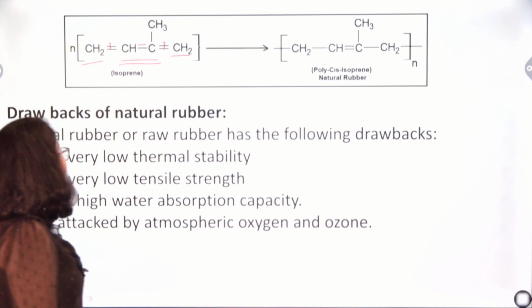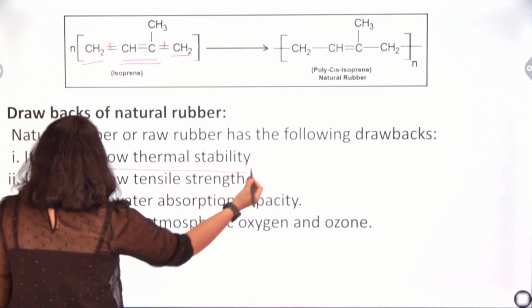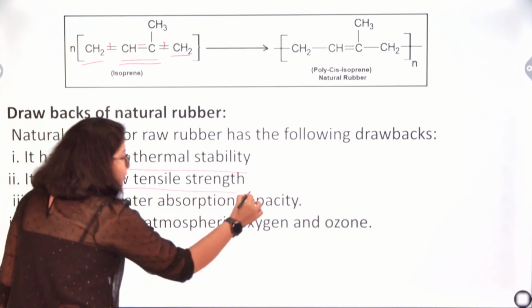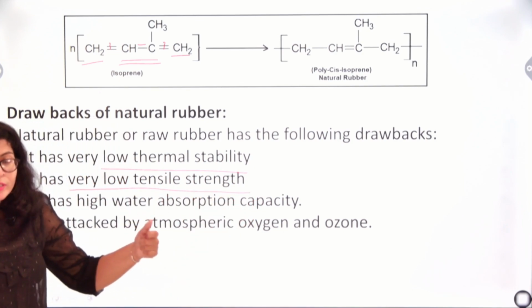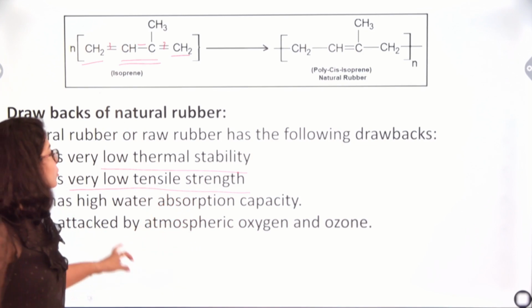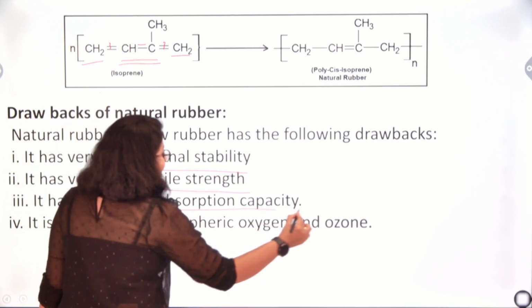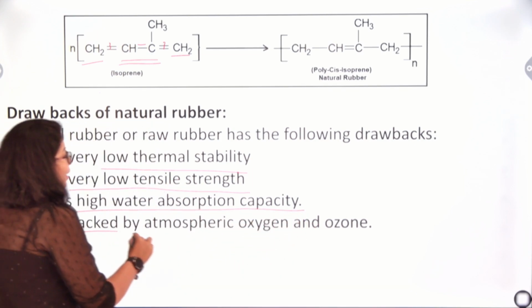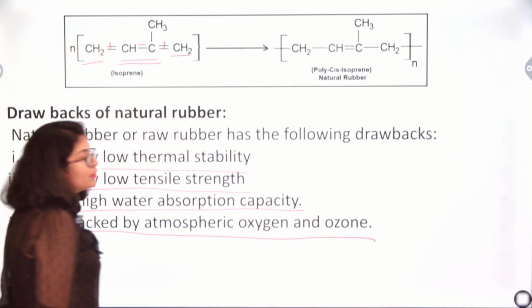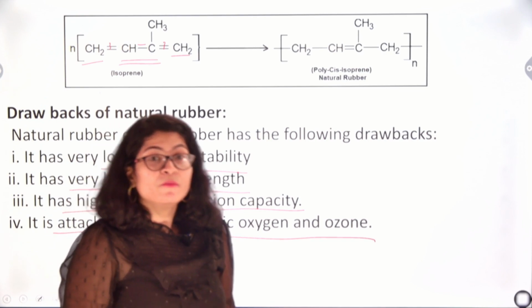So natural rubber has the following drawbacks. It has very low thermal stability and very low tensile strength. If you pull the rubber, it will stretch, but after a certain limit it will break off. It also has high water absorption capacity, and it is attacked by atmospheric oxygen and ozone. These are the drawbacks of rubber which make it unfit for use.